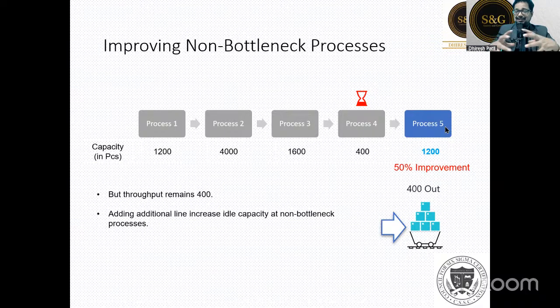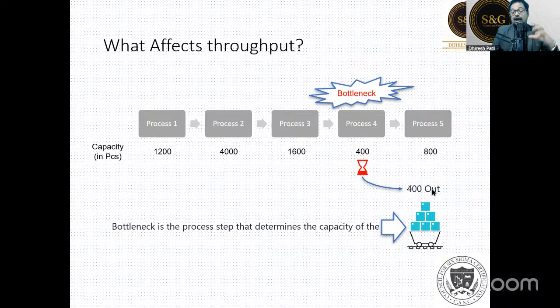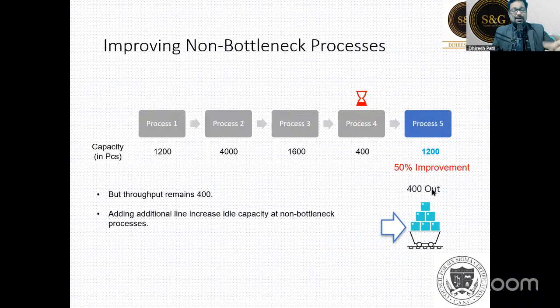Now, another thing is, these are the processes. If I increase the productivity of process number 5, which was earlier 800, by a 50% improvement, now we are producing 1200. But will it make any difference to the final output? If I work on process number 5, will it impact the final output? Just give me yes or no in the chat box. Will it impact? No, right? It will not impact. If I work on process number 1, will it impact? It will not impact. Only if I work on process number 4.